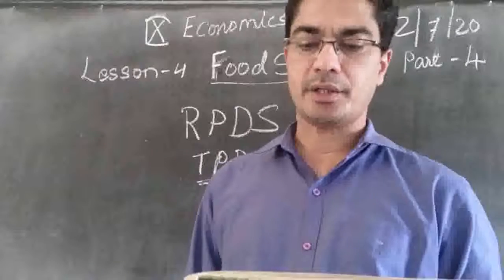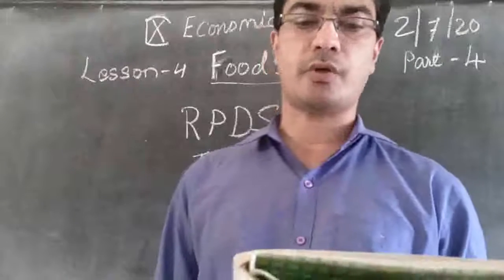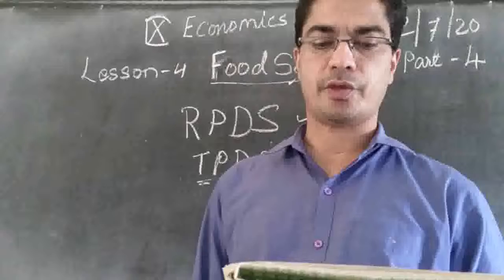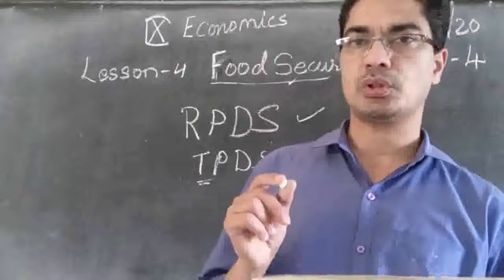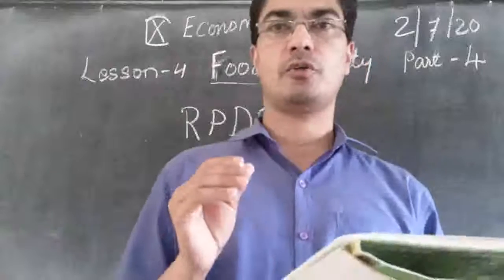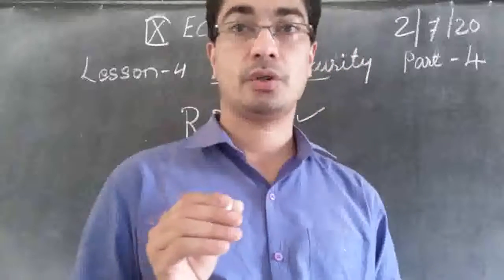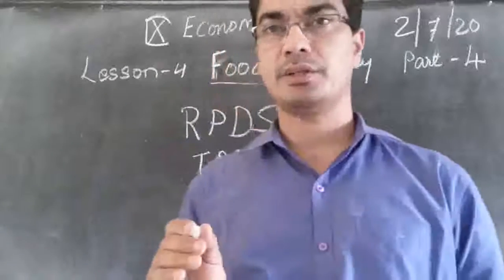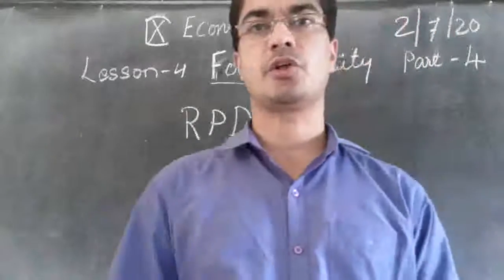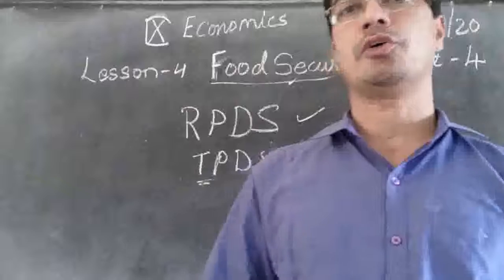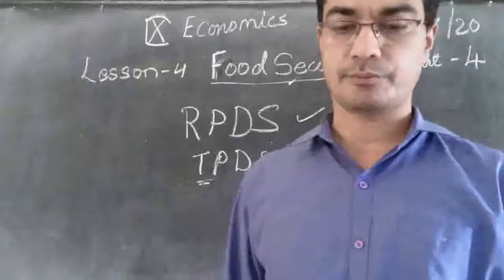Then this quantity has been enhanced from 25 to 35 kgs with effect from April 2002. So when the program was started in 2000, the amount of grain they could buy was 25 kg. After 2 years, the government increased it. Instead of 25 kg, the government said you can buy 35 kgs.